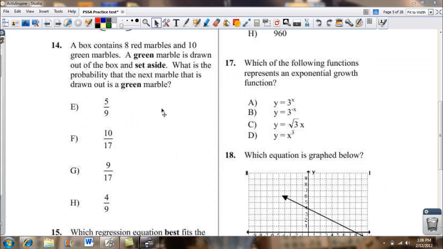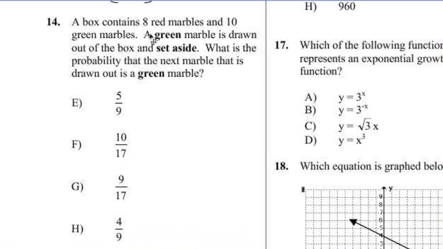Question 14 is a relatively simple probability question where we have a total of 18 marbles, 8 red, 10 green, and we actually take a green marble away and we put it off to the side, and we want to know the probability that the next marble is going to be a green marble.